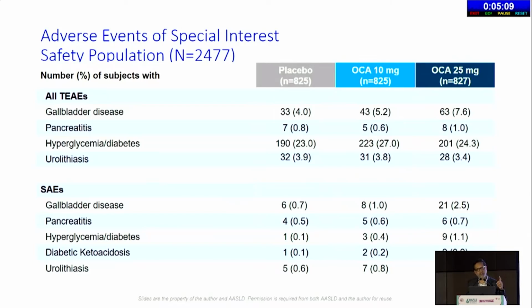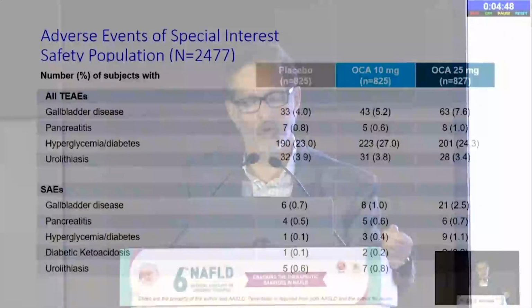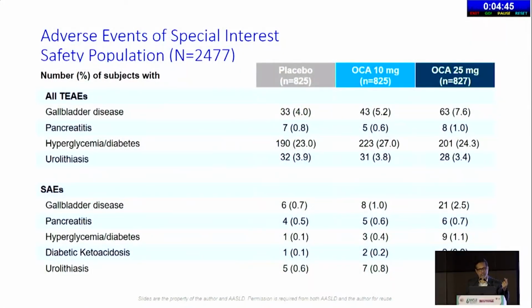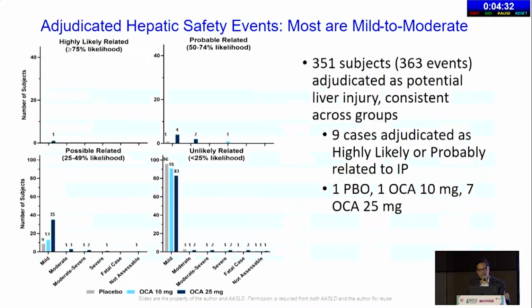There are several adverse events which are considered adverse events of special interest. And there is a signal for gallbladder disease with high-dose OCA, because, remember, it is suppressing bile acid synthesis. So there's less bile acid coming out in the bile, so cholesterol saturation goes up, and you get gallstones. So you can actually get cholecystitis. There was a signal for pancreatitis initially, but it's completely flat. There was an initial signal that the glycemia might go up a little bit. That's completely flat. And similarly for urolithiasis.